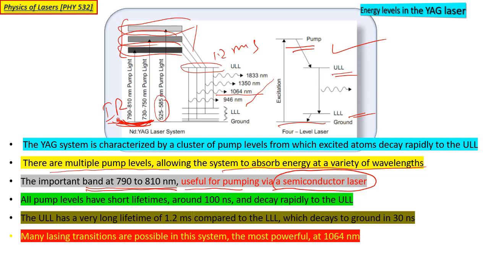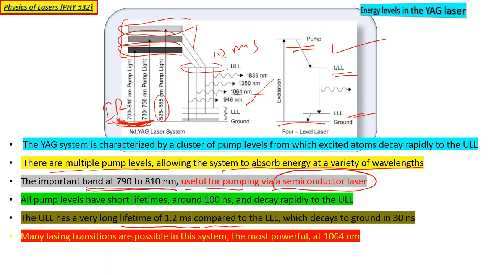And as I mentioned, the lifetime of the ULL is 1.2 milliseconds, which is definitely greater than the LLL. And from the LLL, it decays to the ground rapidly in 30 nanosecond. So first ULL and then LL, and then it goes to the ground.